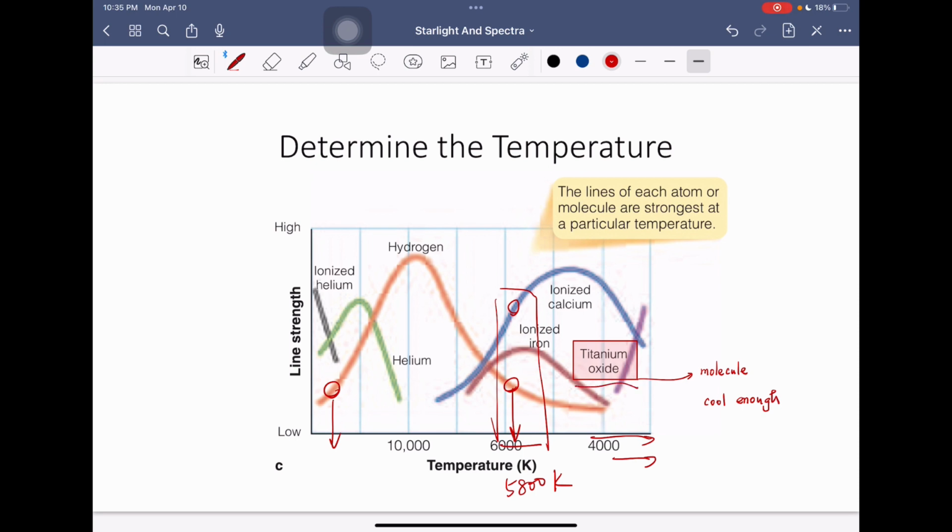This molecule absorbs numbers of wavelengths of light. So you might see some dark bands on the spectrum, which means you will see a bunch of lines close to each other on some parts of your spectrum. And why does titanium oxide appear when the temperature gets cold? It's because when the temperature is cool enough, the speed of the particles will not be so fast. So two atoms will bond with each other and become a molecule.